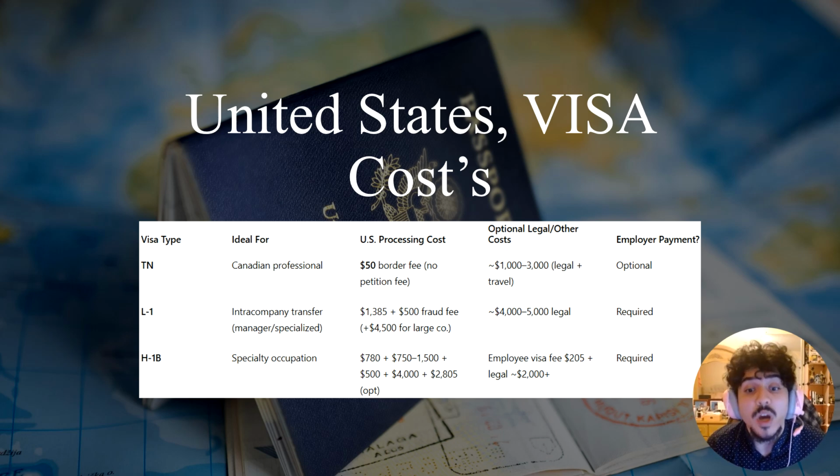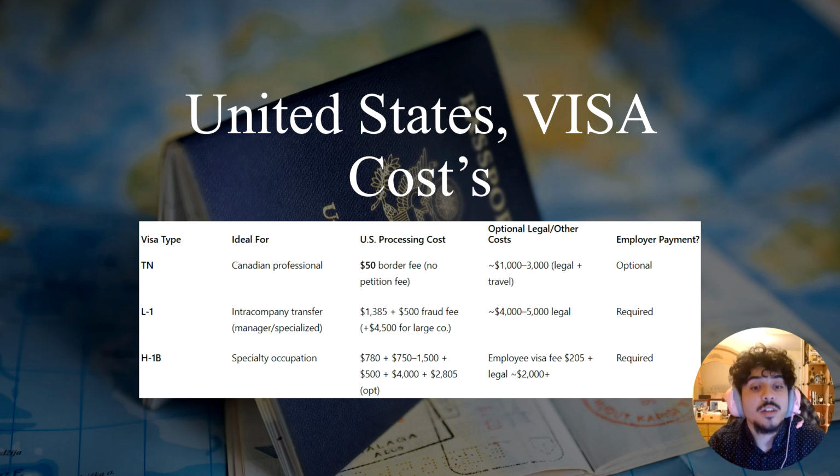Including US processing costs, we have $1,385 plus $500 in fraud fees. When it comes to smaller and larger companies, the processing costs may be different and can go all the way up to $4,500 for larger companies. Additionally, optional legal and other costs can consist of $4,000 to $5,000 with this visa type throughout the training and transfer costs of this international assignment, and employer payment would be required.